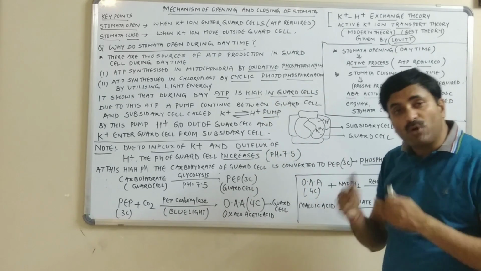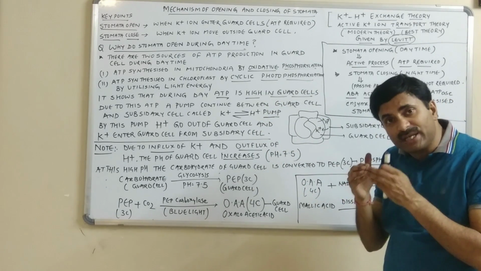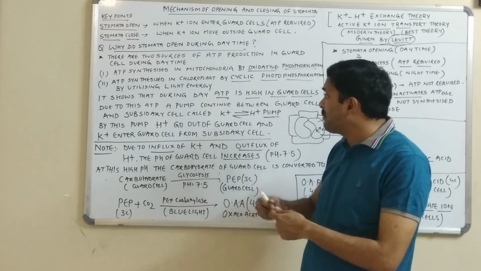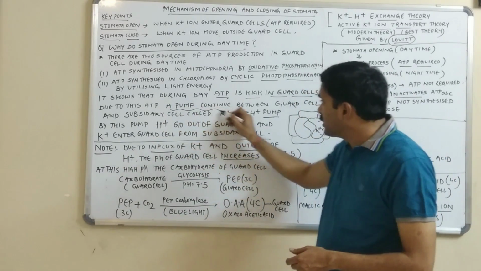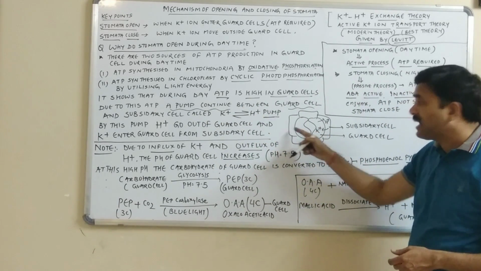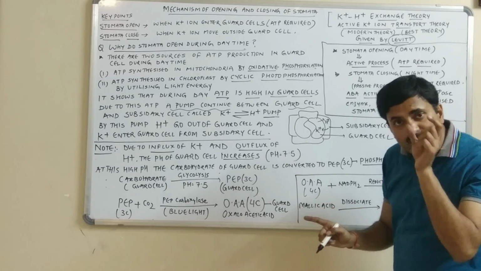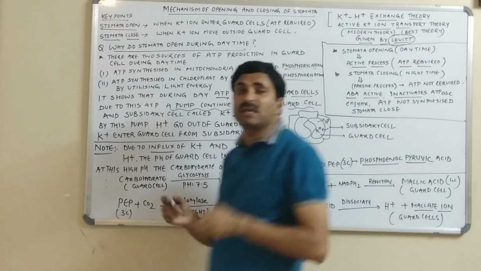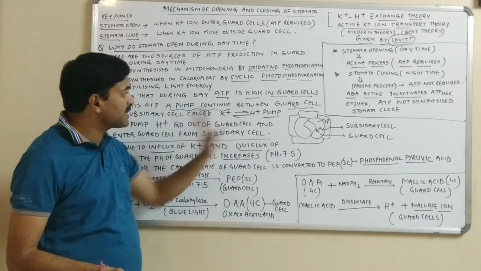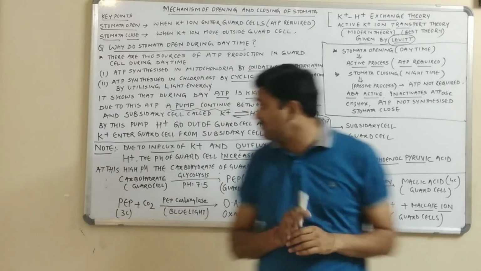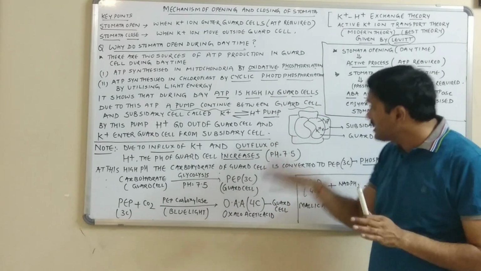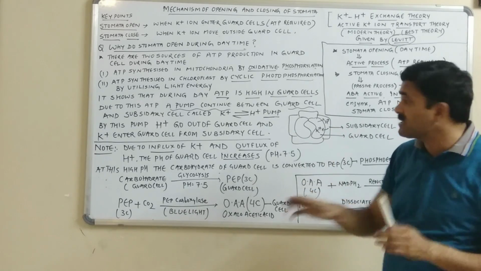So these two points prove that during the daytime the ATP level is high in the guard cell. Now what happens due to the high level of ATP in the guard cell? A pump operates between the guard cells and the subsidiary cells, and this pump is called the K plus H plus pump. By this pump, what happens during the daytime when ATP is available?